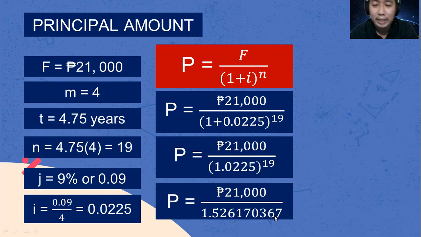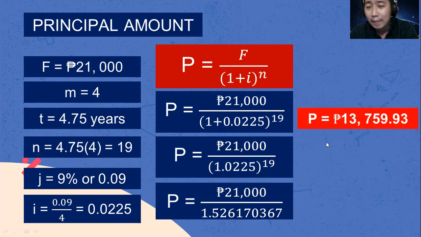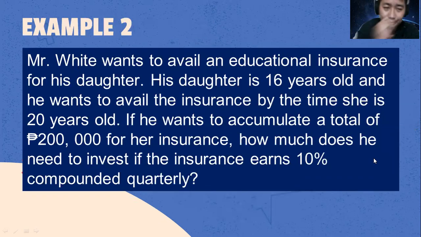After that, we are going to divide 21,000 pesos by 1.526170367. And the value of the principal amount is 13,759.93. Okay, this is the amount of money to be borrowed in order for you to accumulate 21,000 pesos in 4.75 years compounded quarterly at 9% compounded interest. That is 13,759.93.